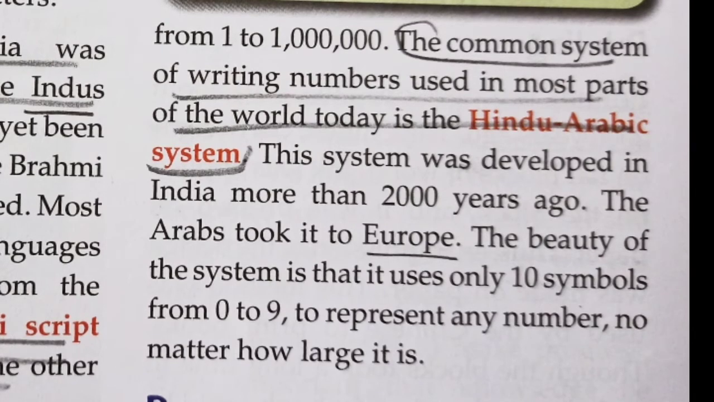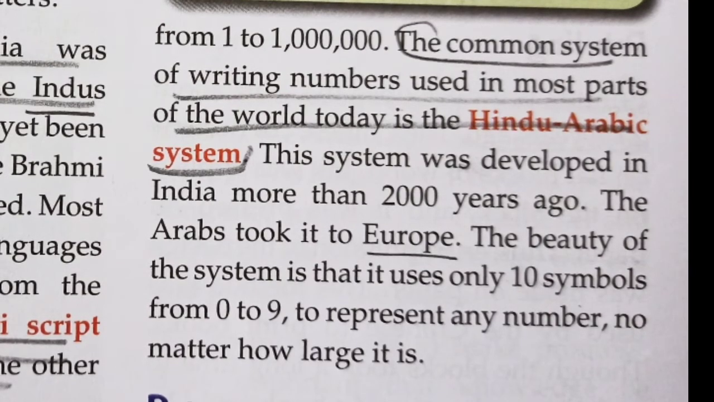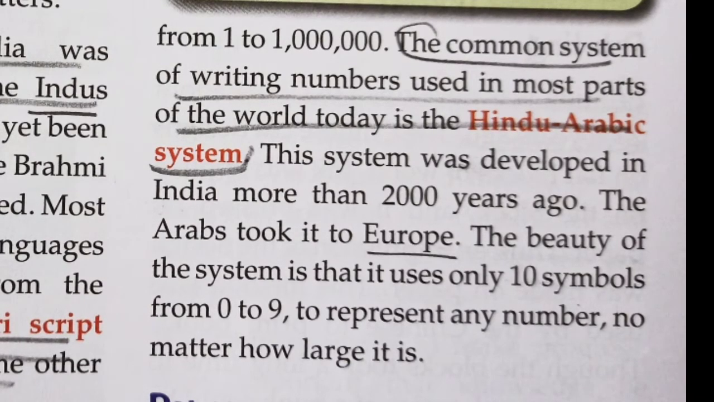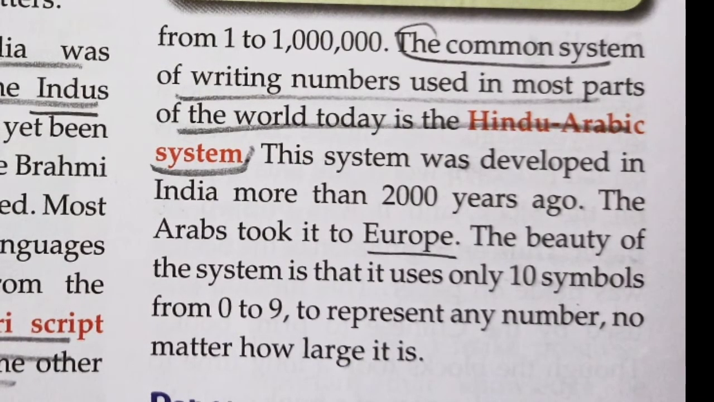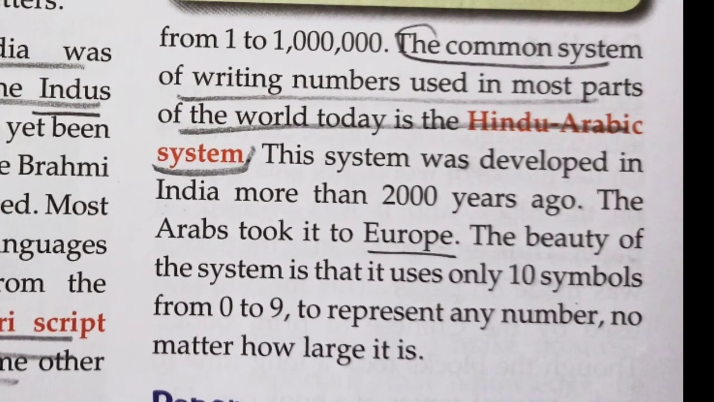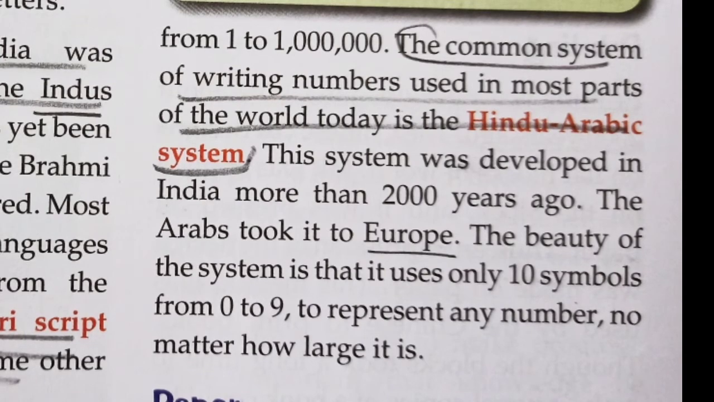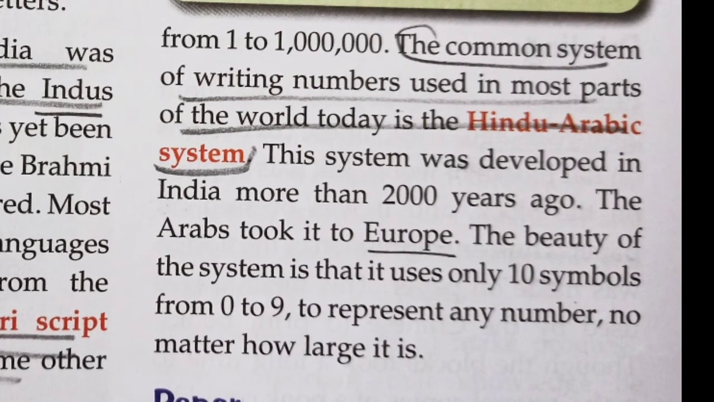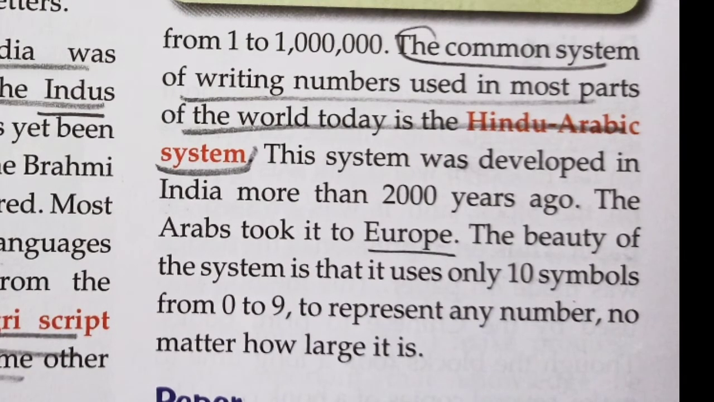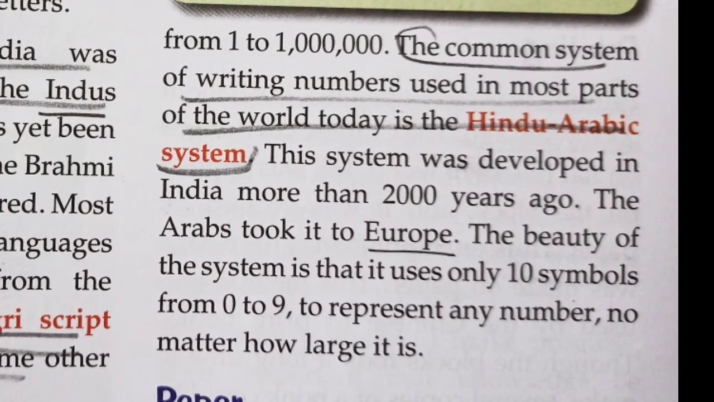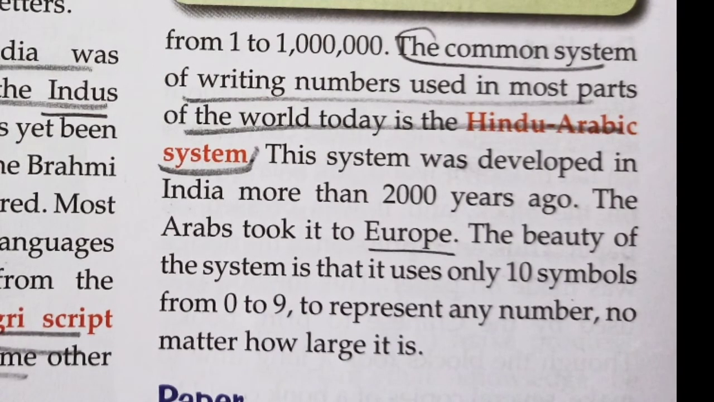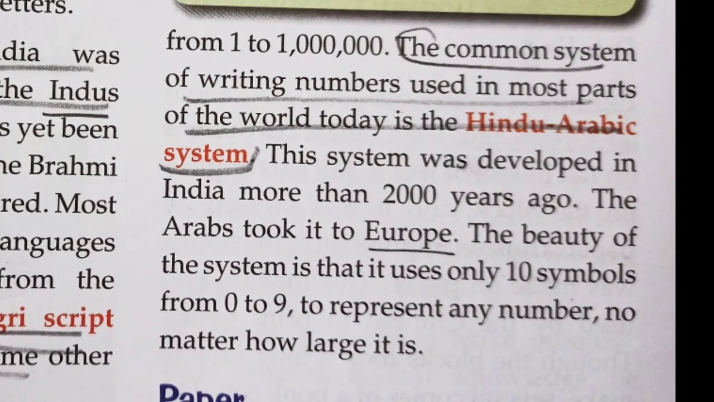Now this system was developed in India more than 2000 years ago. The Arabs took it to Europe, and the beauty of the system is that it uses only 10 symbols, from 0 to 9, to represent any number, no matter how large it is. So this pattern of numbers has a specialty: we have only 0 to 9, only 10 symbols are used in it, and we can write as large a number as we want using only 10 symbols.